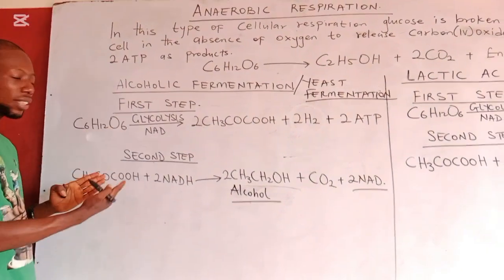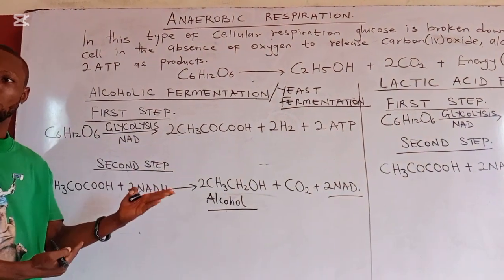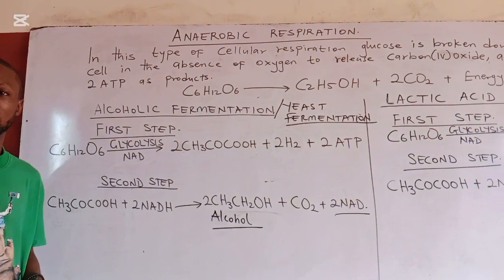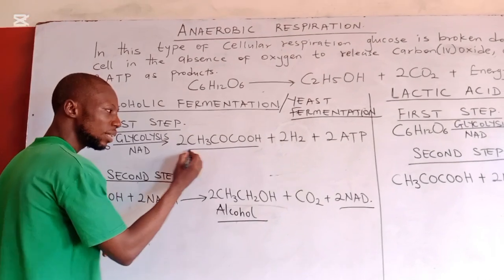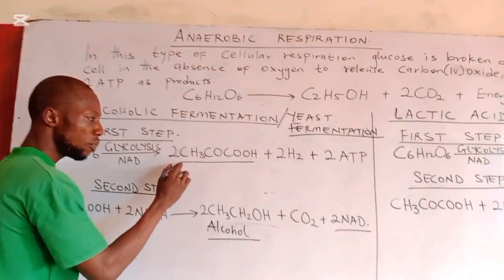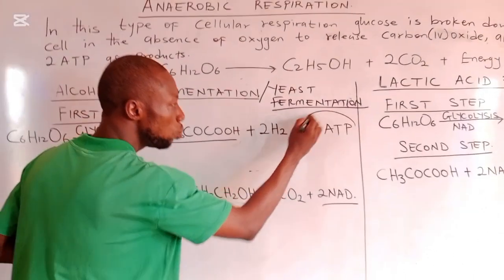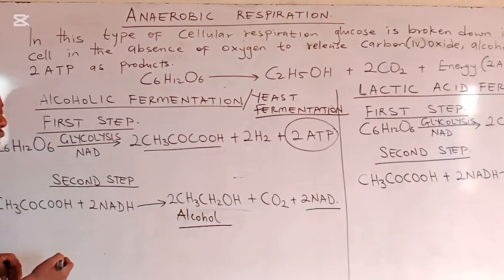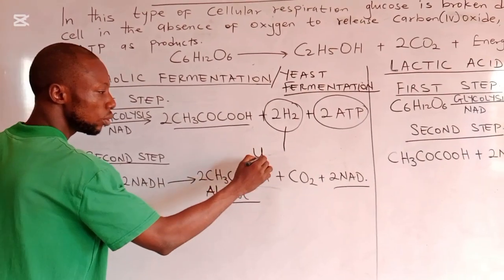Because this process occurs in the absence of oxygen, the Krebs cycle does not take over the process from glycolysis. During glycolysis, pyruvic acid is produced, hydrogen ion is produced, and two molecules of ATP are produced. This hydrogen ion that is produced is unstable.